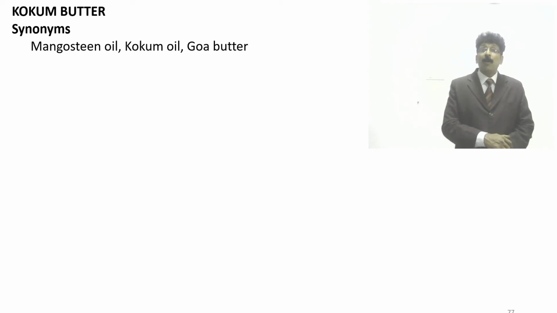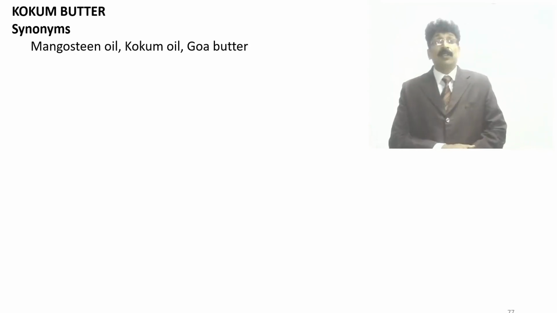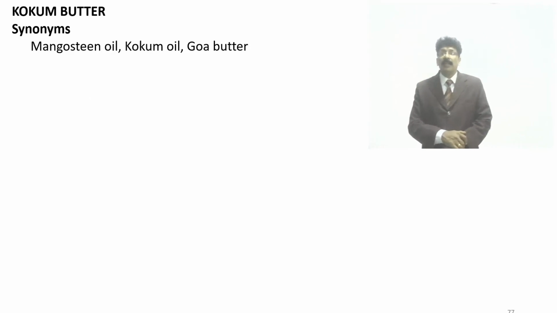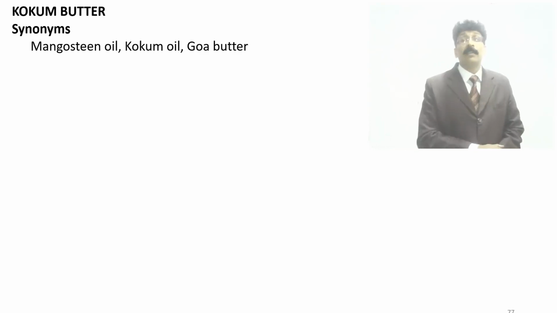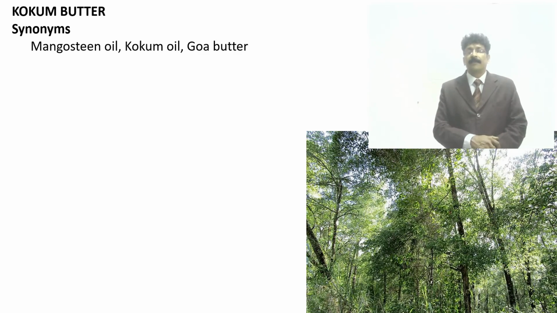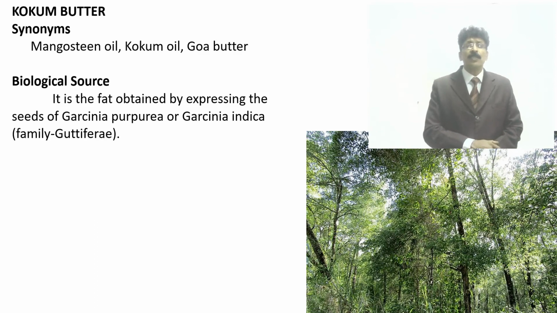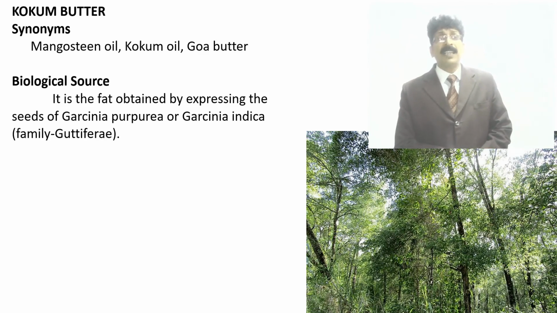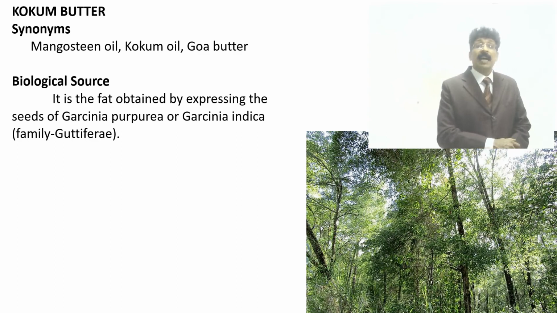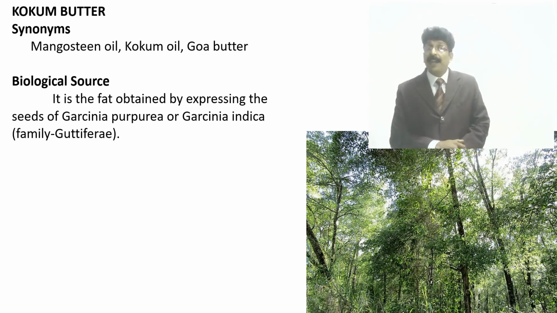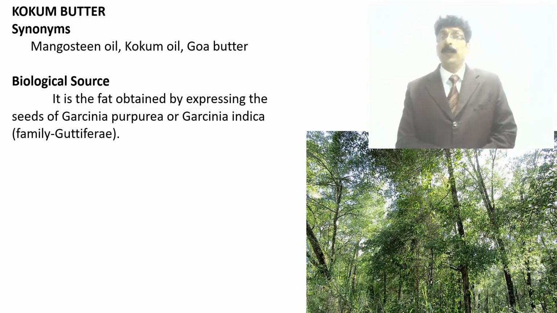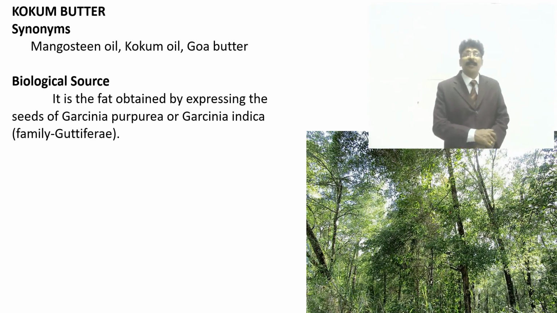Now the second one, the last one which you want to see, is kokum butter. Synonyms: mangosteen oil, kokum oil, Goa butter. This is the plant. Botanical source: it is a fat obtained from expression of the seeds, which is obtained from Garcinia purpurea, Garcinia indica, family Guttiferae.